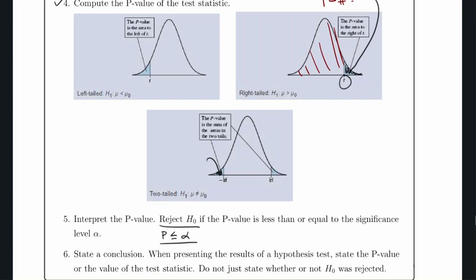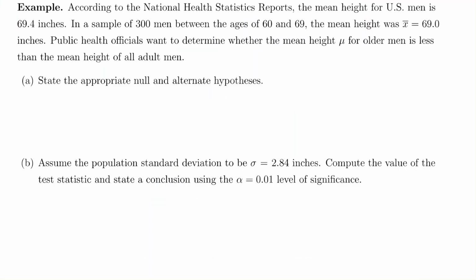So let's go through these steps in our next examples. According to the National Health Statistics reports, the mean height for U.S. men is 69.4 inches. A sample of 300 men, so our n here is 300, between the ages of 60 and 69, the mean height there was found to be 69 inches. So my sample mean is 69.